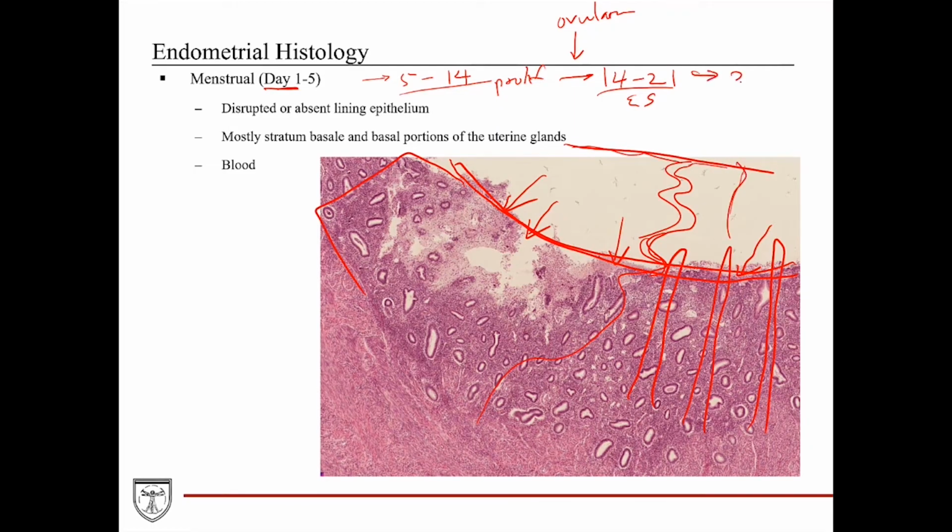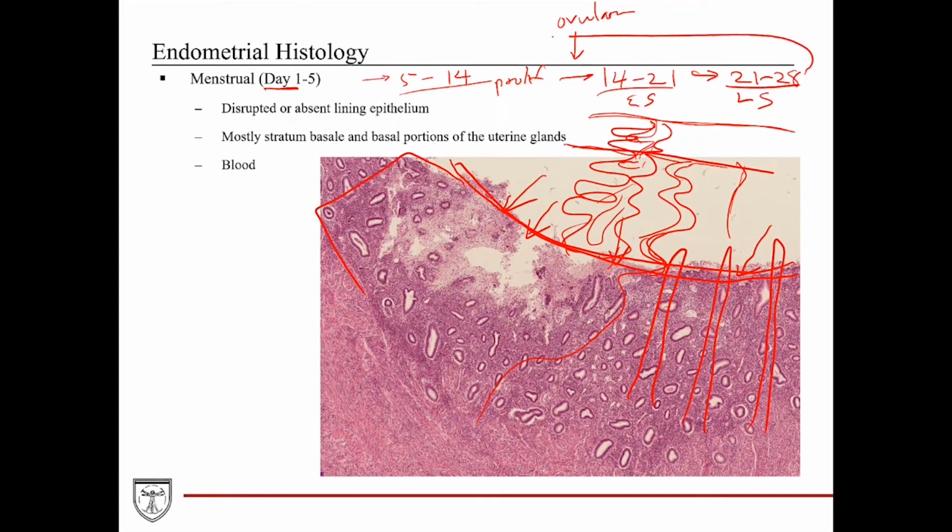And then day 21 to about 28, we have late secretory phase where the stratum functionale has grown even thicker and the glandular outline is a lot more serrated and dramatic, with the lumen being a lot larger. And in the absence of fertilization, of course, we go back to the menstrual phase here. So that's the menstrual, ovarian cycles, and the corresponding endometrial histology.